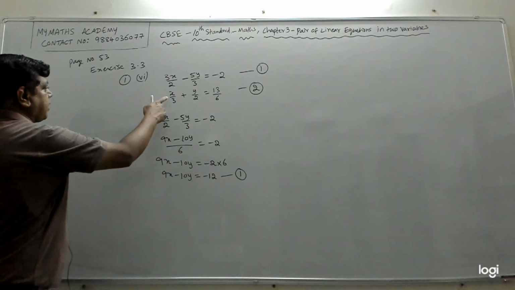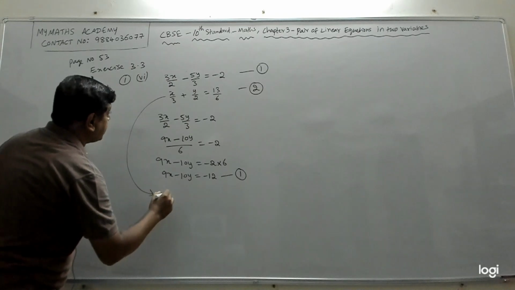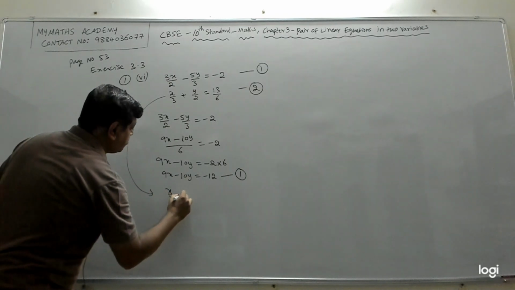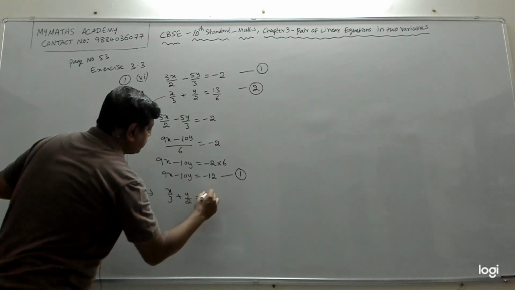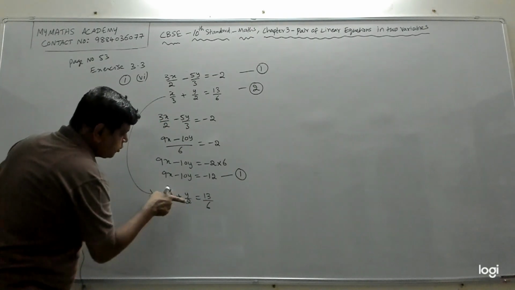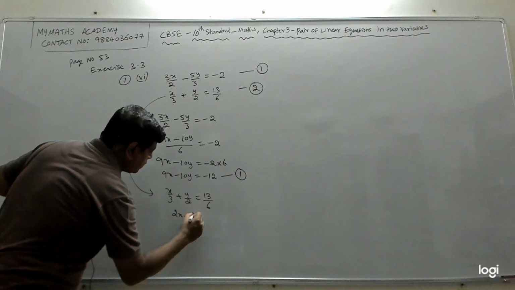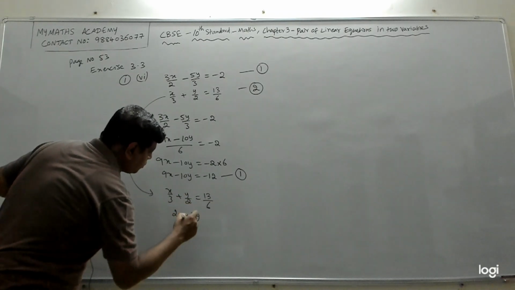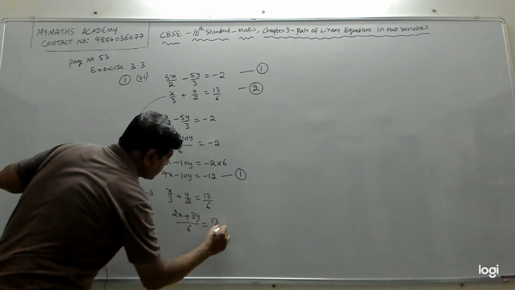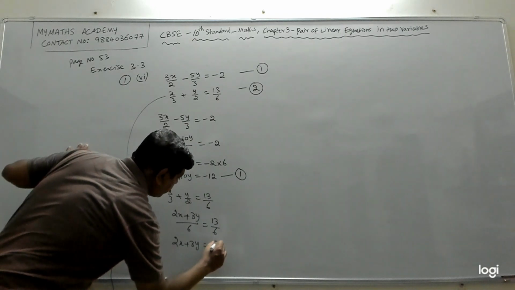Now let's take the second equation and do the same thing. What is the second equation? x by 3 plus y by 2 equal to 13 by 6. Again do the same thing: x into 2 is 2x, plus 3 into y is 3y, divided by 3 into 2 is 6, equal to 13 by 6.